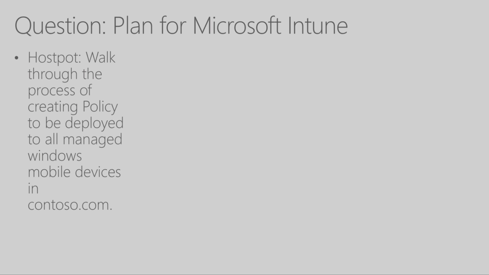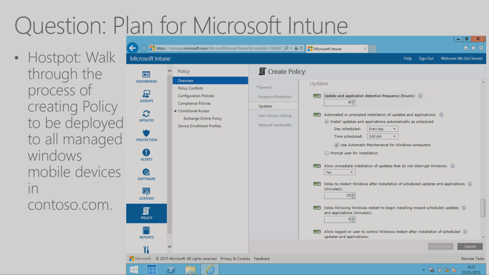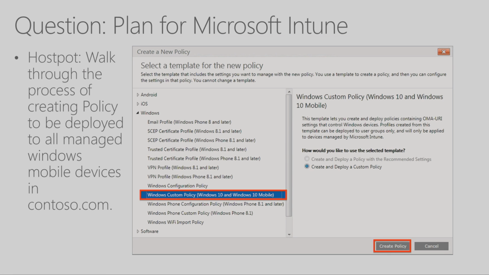Now this is a hotspot example. This is where you actually have to select the right way to do this, and hopefully you guys have been paying attention. Walk through the process of creating a policy to be deployed to all managed Windows mobile devices in Contoso.com. So I'll just walk through it. Here's the main interface. I'm going to go to policies, click create a new policy, then go down and select Windows Custom Policy, Windows 10. I need to click Create Policy, and that's it. Simple process, right?